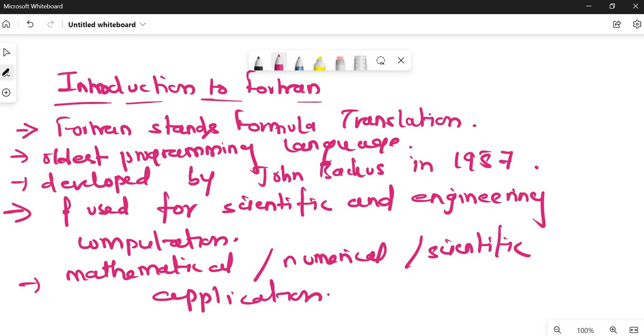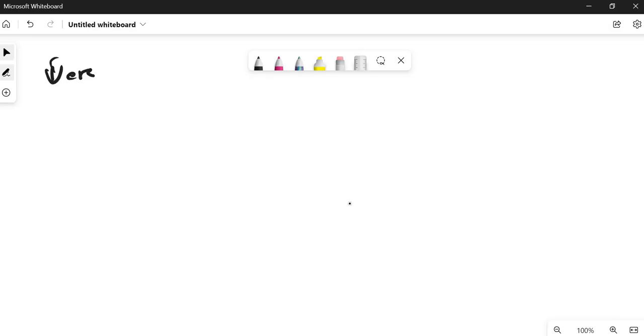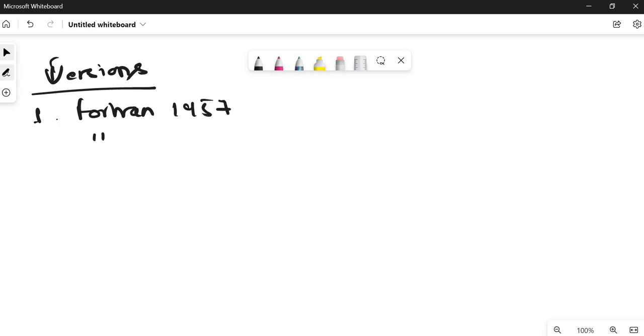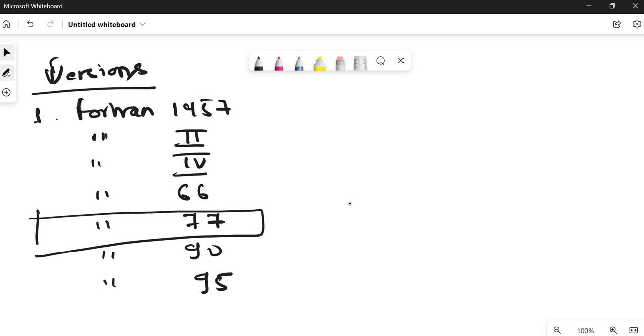There are many versions that have been revised till now. Talking about the various versions of Fortran, the first version was Fortran, 1957. The second version was Fortran 2. The third version was Fortran 4. Again, the next version was Fortran 66, then Fortran 77, then Fortran 90. And the latest standard version was Fortran 95. But the version most commonly used is Fortran 77. This is one of the most popular versions that we use today.